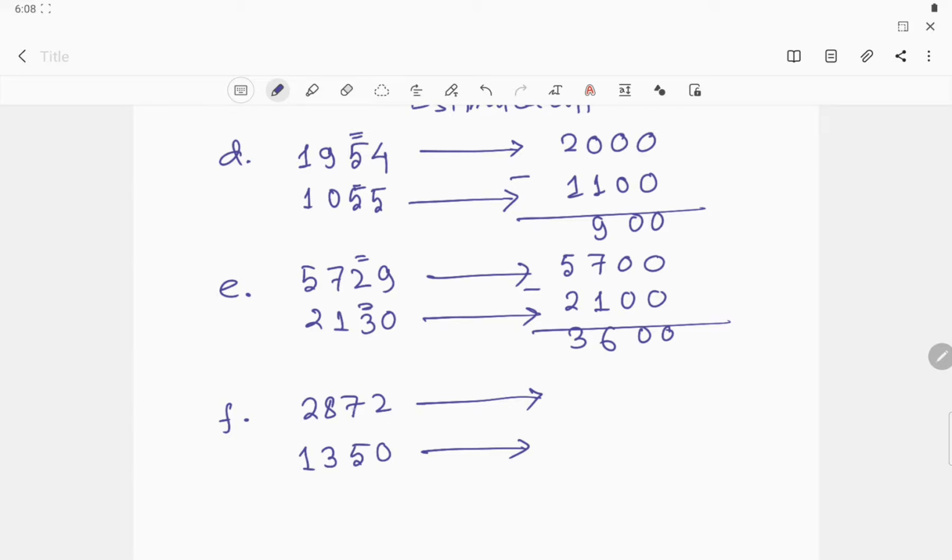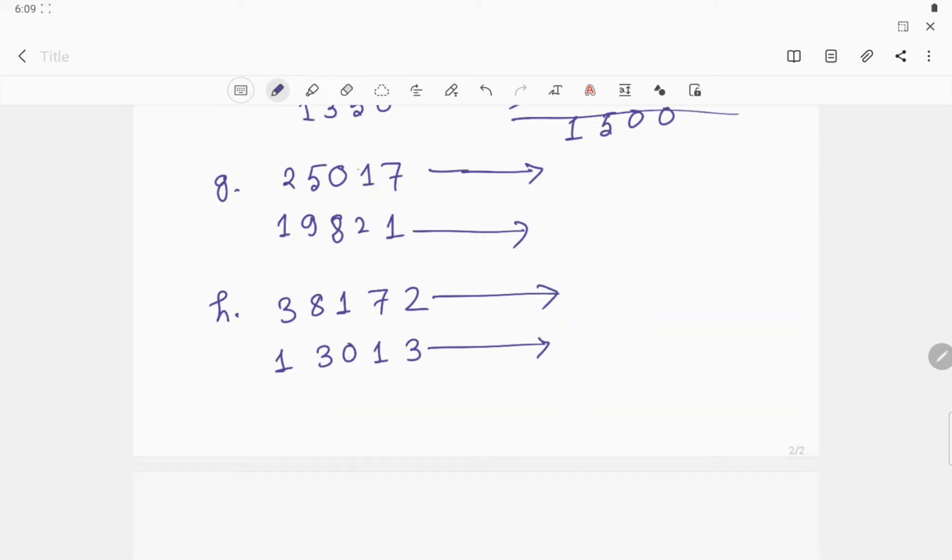Now question number F, it is given 2872. It is 7 in the tens place, since it is greater than 5, it will be rounded to 2900, right? And this number is 5, so it will be rounded to 1400. Now find out difference. 9 minus 4 is 5, 2 minus 1 is 1, so our estimated difference is 1500.